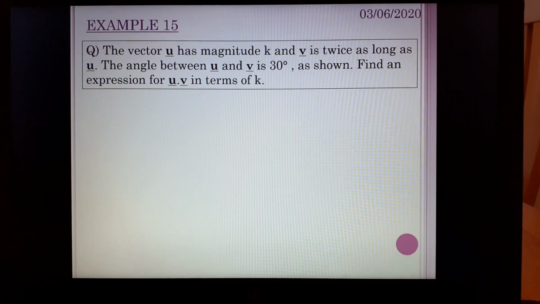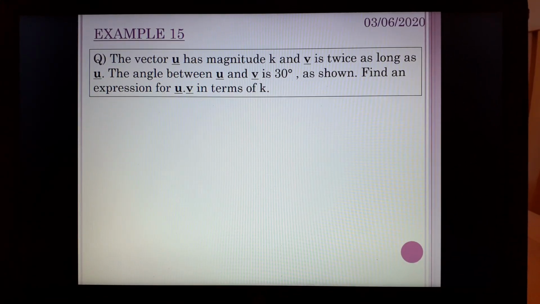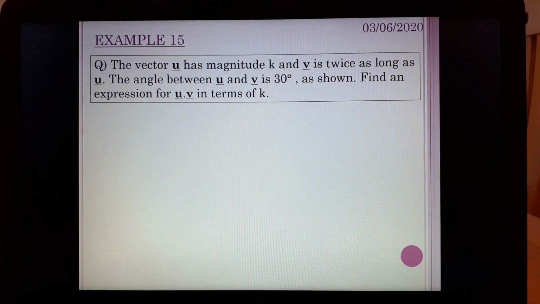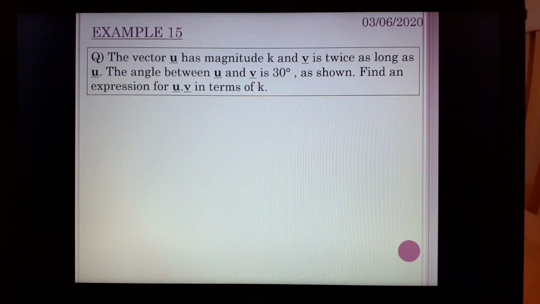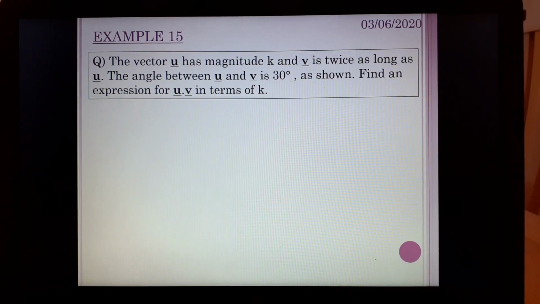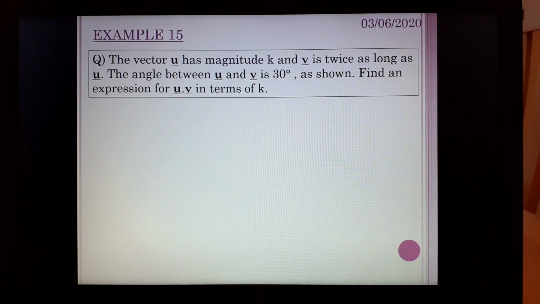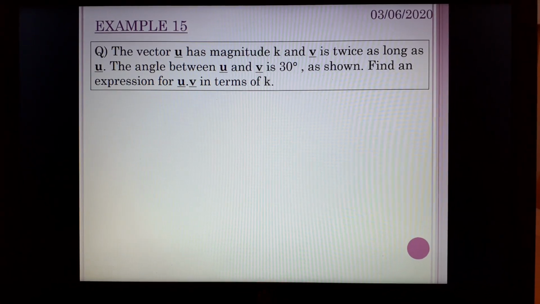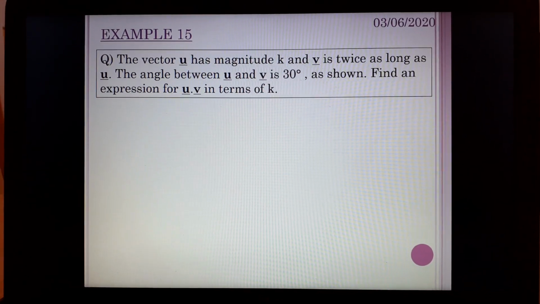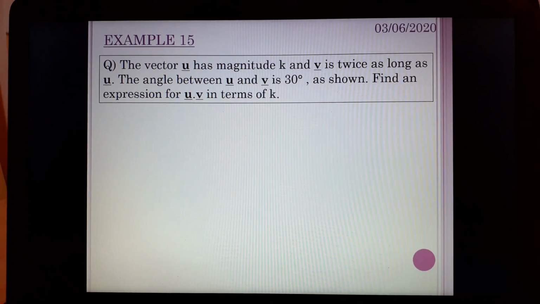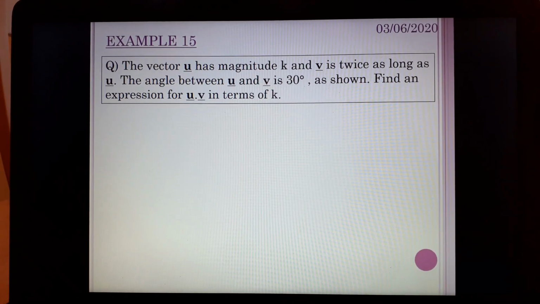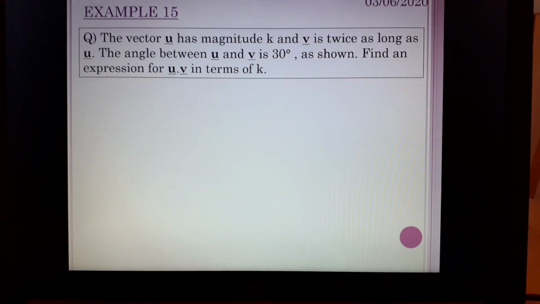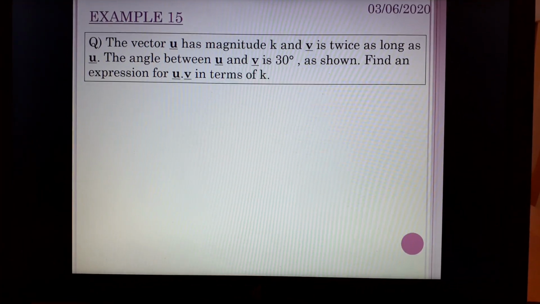Here's one that's a little bit more of a problem. Vector u has magnitude k, and v is twice as long as u. So u has a size k. I'm making it a bit more complicated by not giving you just numbers this time. The angle between u and v is 30 degrees. Find an expression for u dot v in terms of k. So we know that the magnitude of u is k.